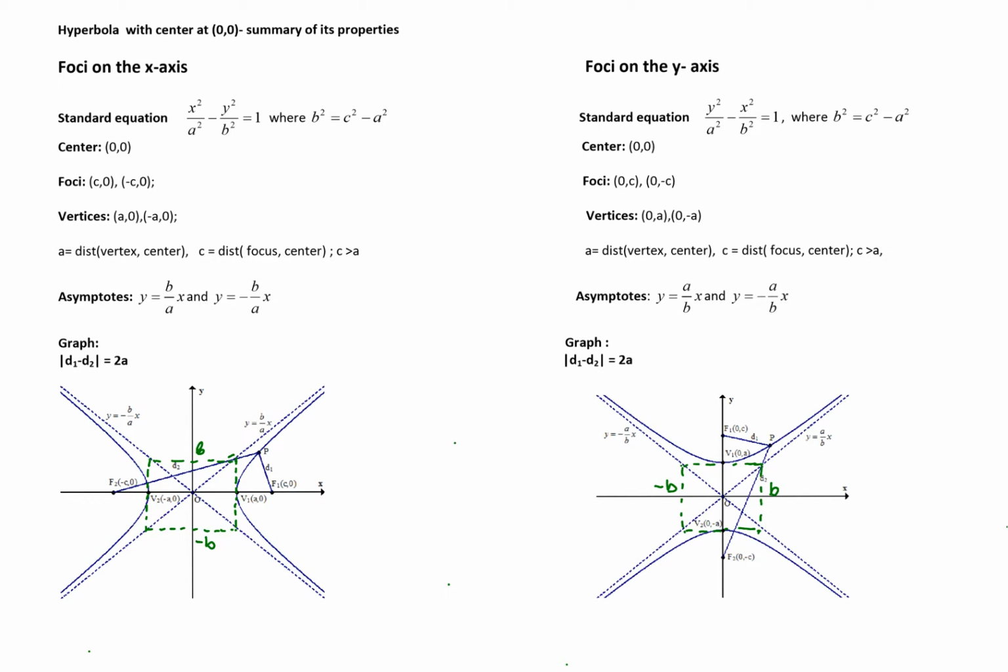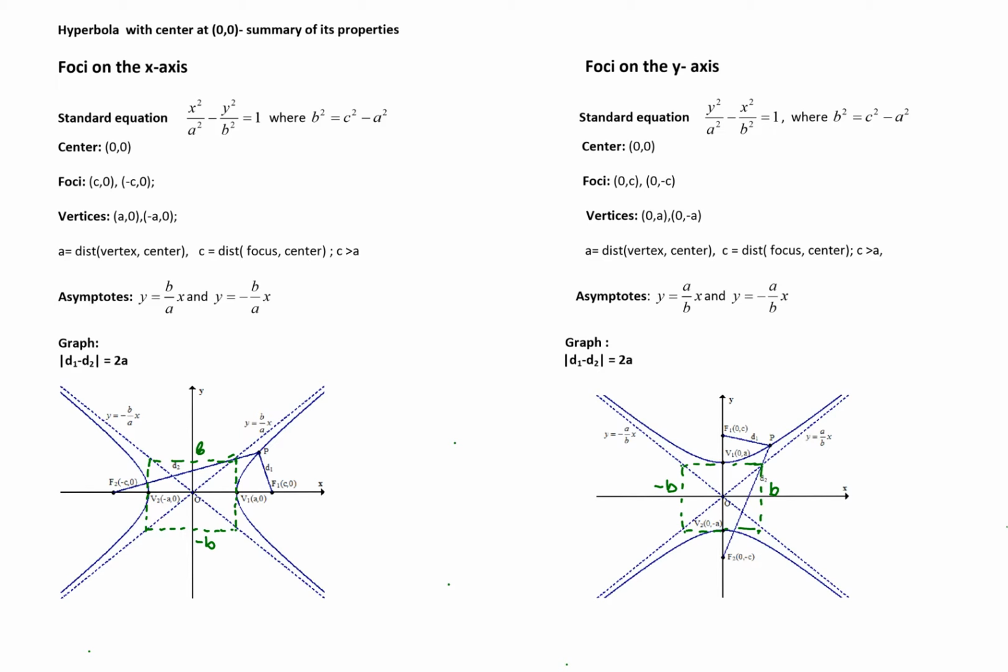The equation of such a hyperbola is x squared over a squared minus y squared over b squared is equal to 1. b squared is defined to be c squared minus a squared. We notice also that because we have a minus sign in front of the term with the y variable, the graph does not have y-intercepts.